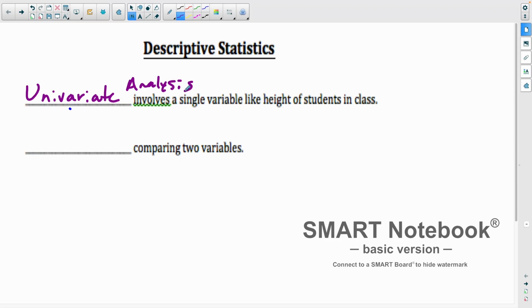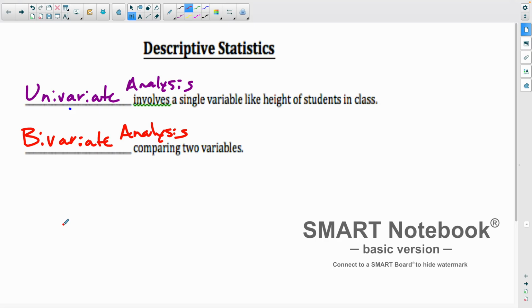The other one that we'll discuss is bivariate analysis. Okay. You have done bivariate analysis before. We're just going to call it bivariate analysis. So if I'm comparing my shoe size versus my height, if I'm comparing my studying versus my grade, or if I'm comparing two variables, what do I know?